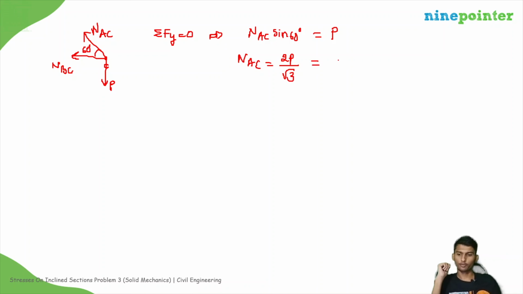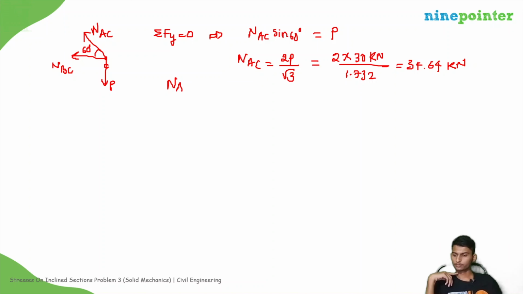So what is the value of P? That is 30 kilonewton, so 2 into 30 divided by root 3. The value of root 3 is 1.732. So if you calculate this, you will get 34.64 kilonewton. Okay, so NAC equals 34.64 kilonewton. So this is part A.